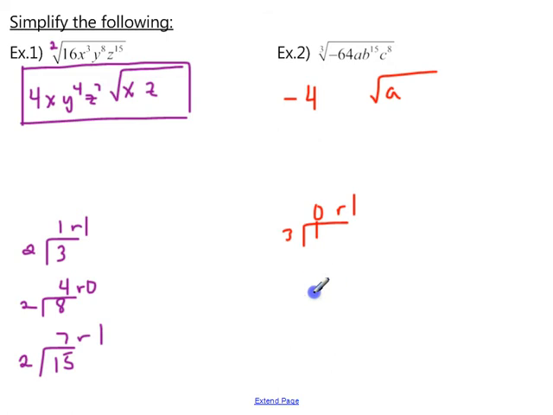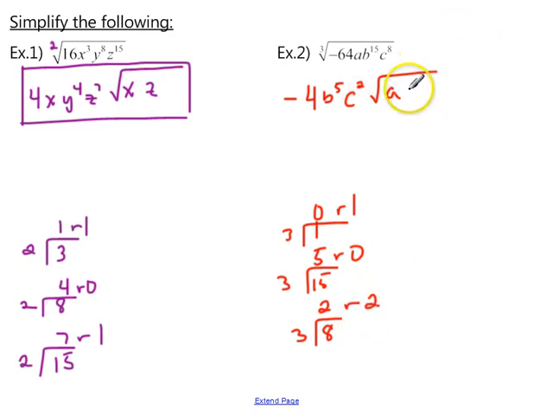B to the 15th, 15 divided by 3 gives us 5 with a remainder of 0. So 5 triplets of B are going to come out, and none are going to stay behind. C to the 8th, 8 divided by the index 3 gives us 2 with a remainder of 2. So 2 triplets of C are going to come out, but 2 are going to be left behind. And then this is our simplified radical expression.